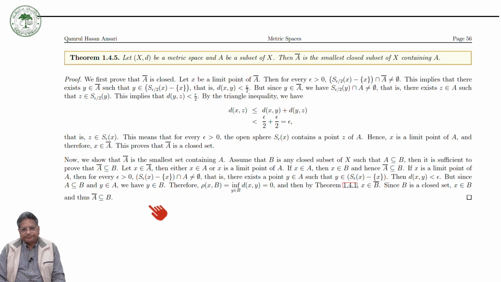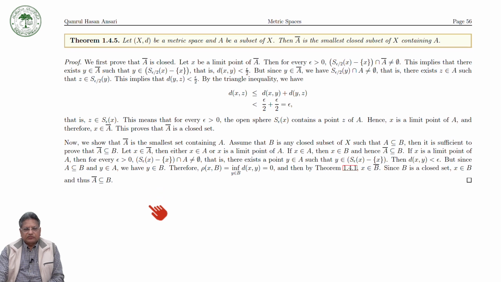Now, as we have proved in the case of open sets that the interior of A is the largest open subset of A, now we will prove that in a metric space, the closure of a set is the smallest closed subset of the metric space X containing A.